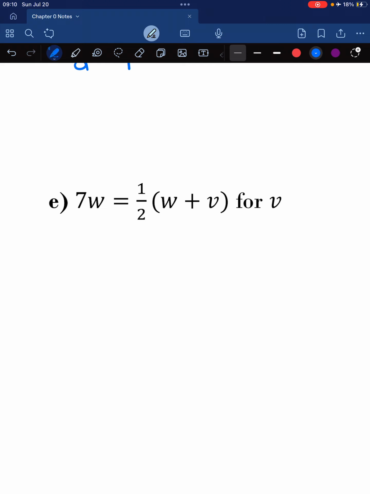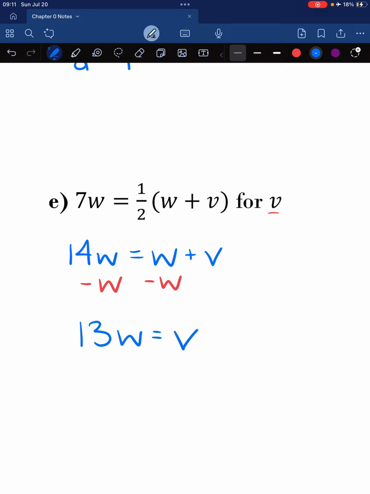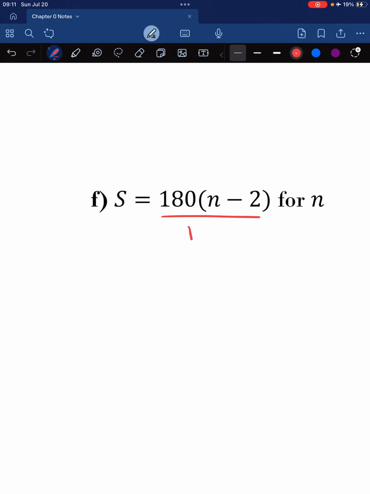Okay, we're solving for v. Instead of distributing, I'm going to go ahead and multiply both sides by 2. We're trying to get the v all by itself, so I'm going to go ahead and move the w over. And there we go. Now v is all by itself, so we're done there.